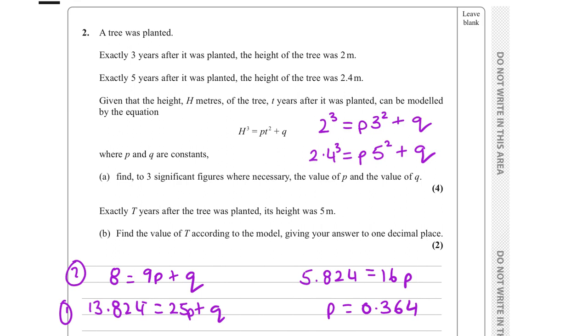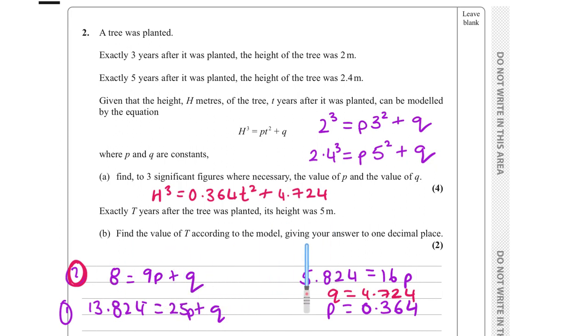Okay, so now I'm going to substitute that back into number 2 to get q. So 0.364 times 9, and then 8 minus the answer gives me 4.724. So q is 4.724. Brilliant. I can now rewrite this as h cubed equals 0.364 t squared plus 4.724. It then says, exactly t years after the tree was planted, the height was 5 meters.